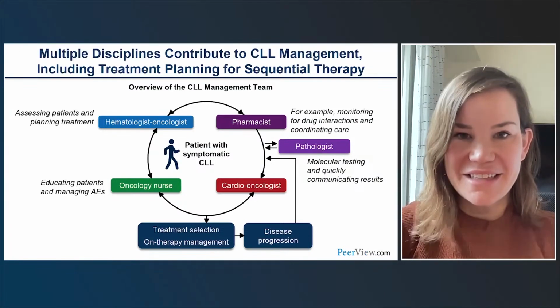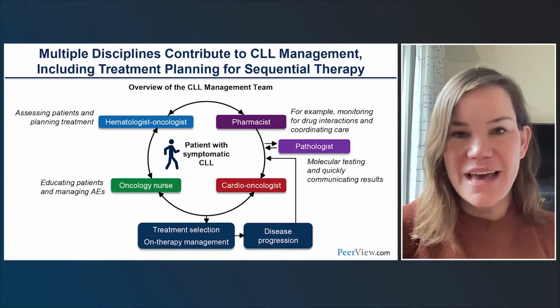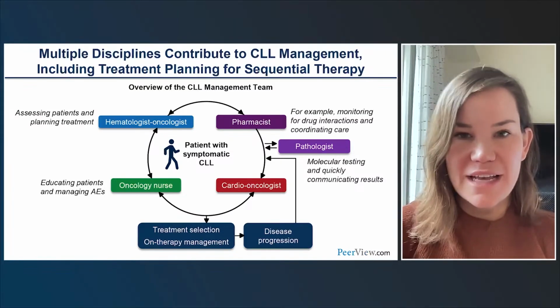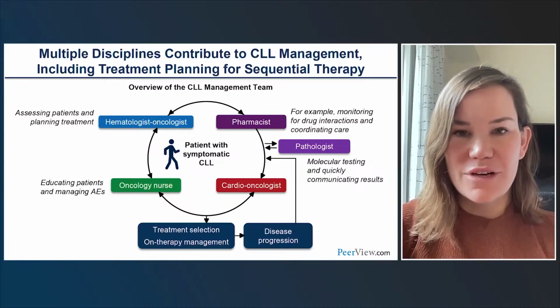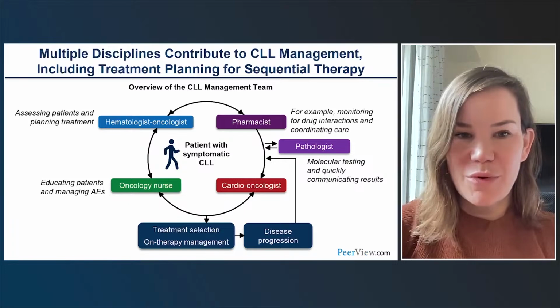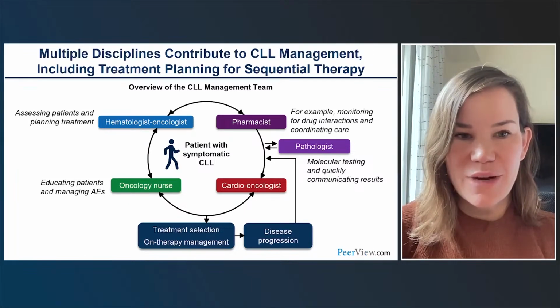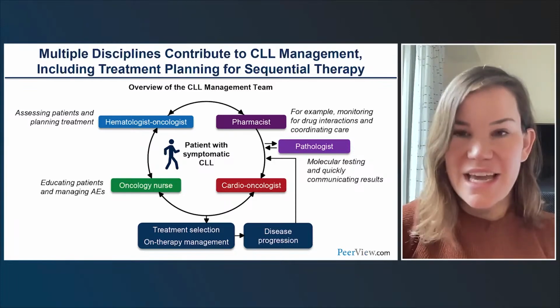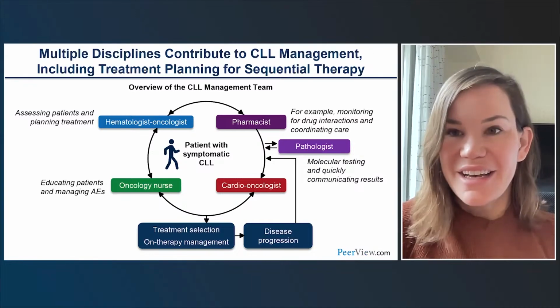They constantly are finding med interactions. They help with access to drugs, finding grants when patients have high copays. And so they are just a huge resource. The oncology nurse, also hugely important. They are often the first person to answer patients' questions. They help with education, AE management, and of course, work along with me to provide the best care.